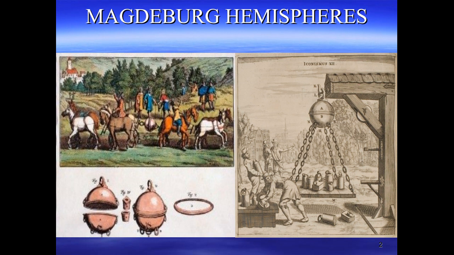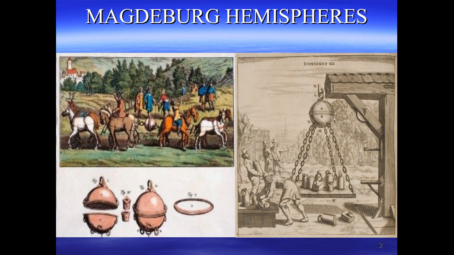In fact, at that time they were pulled by 4 horses at each side. So together there is a force of 8 horses which try to separate them, but they couldn't. They haven't been able to separate them. So this is the experiment of the Magdeburg hemispheres.